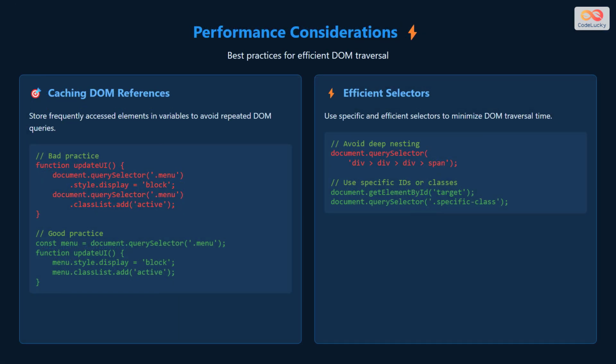When working with the document object model, performance is an important factor to keep in mind. One of the best practices for DOM manipulation is to cache frequently accessed DOM references. Instead of querying the DOM every time, you store them in variables. This saves a lot of computing time. Another good practice is to use efficient selectors. Avoid using nested selectors, and always prefer specific IDs or classes instead of traversing the entire DOM tree. You can use document.getElementById or document.querySelector with classes to efficiently select elements.